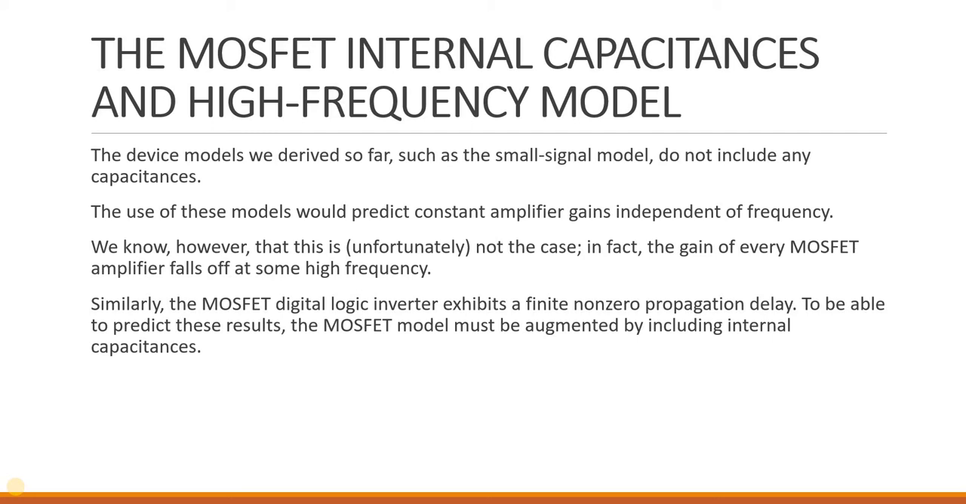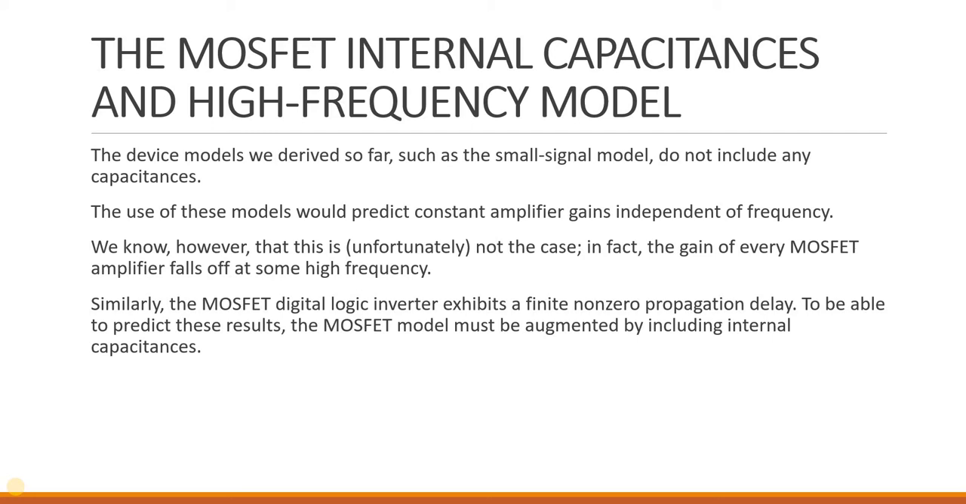Whatever models we have seen so far are small signal models which do not include any capacitances. When we don't use the capacitances, the amplifier gain we predict is a constant gain, independent of frequency. But practically, when I take a MOSFET, the gain of every MOSFET amplifier falls off at some frequencies, which includes the capacitances.